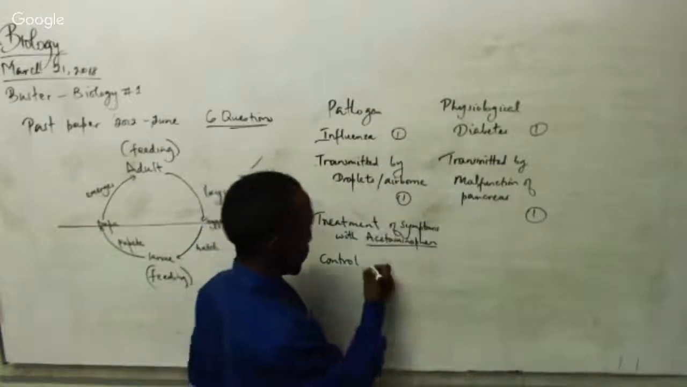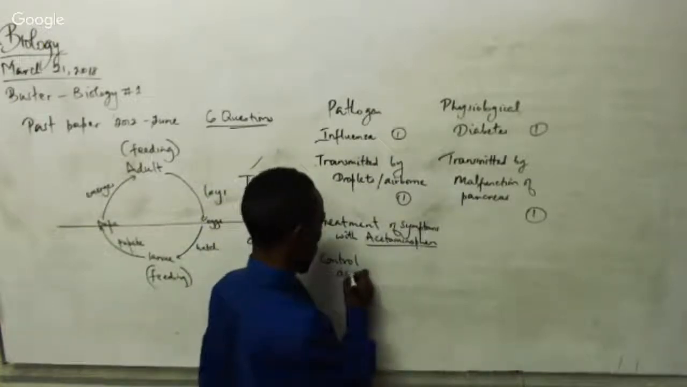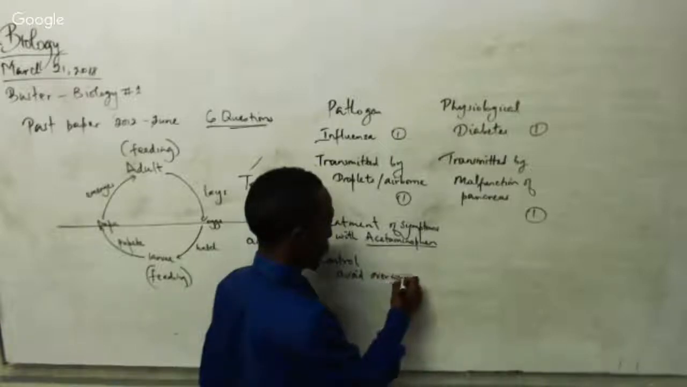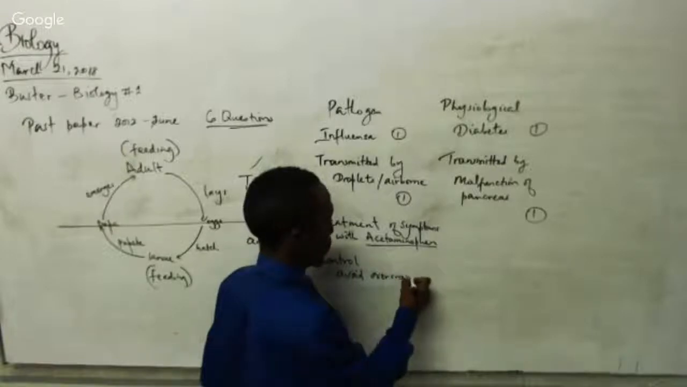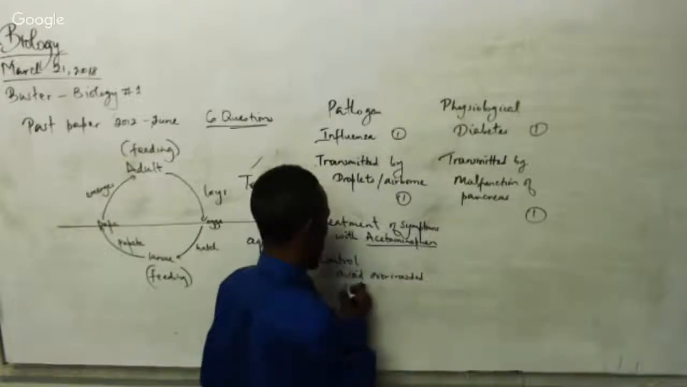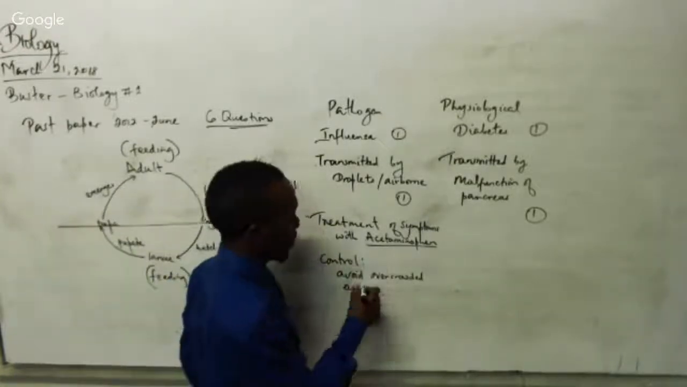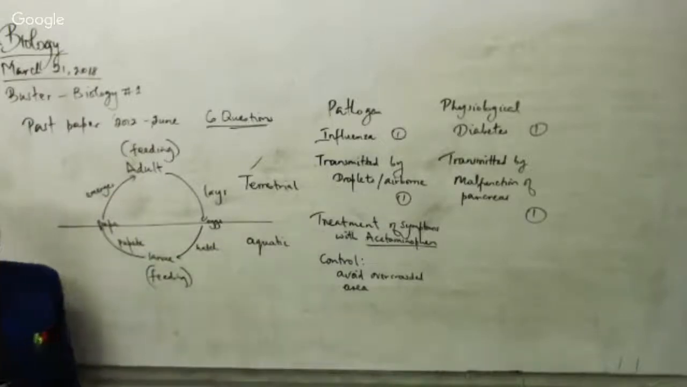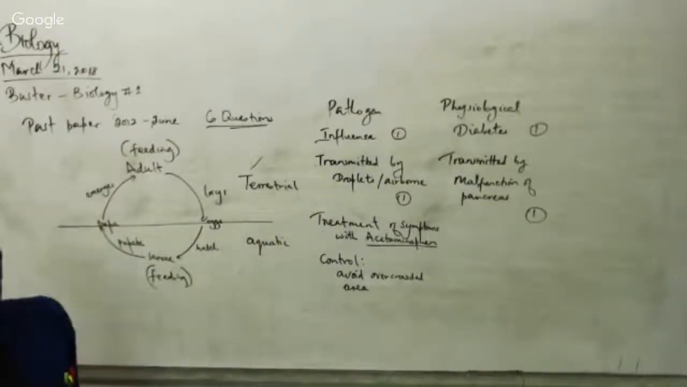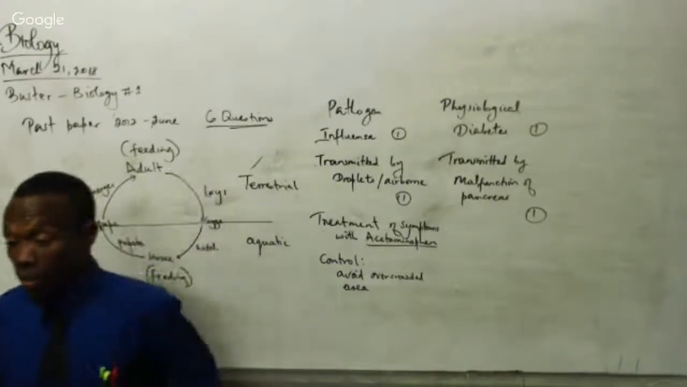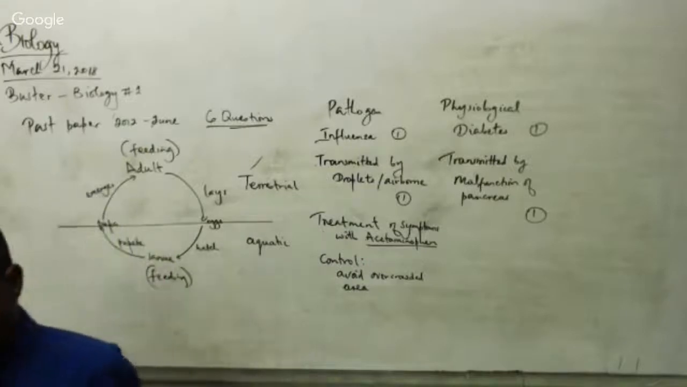How do we control it? Clear out the area. Exactly. Avoid overcrowded areas. And what else? How else can you control the spread of this? Use of hand sanitizer, wash hands often. So what things can you use to control it? To control the mosquitoes.